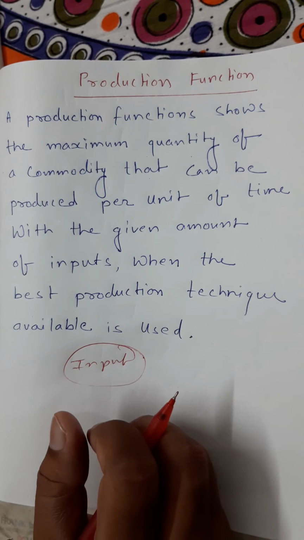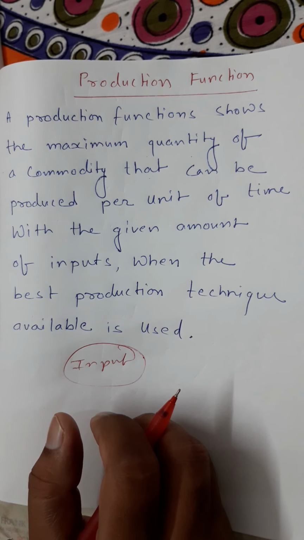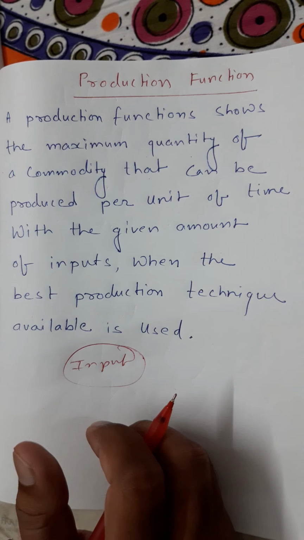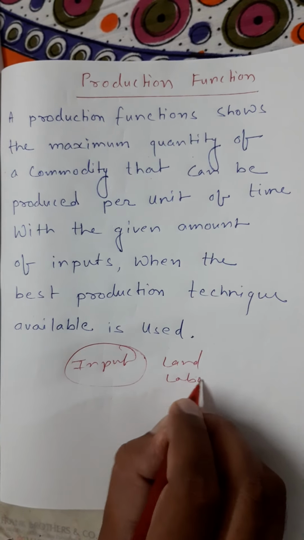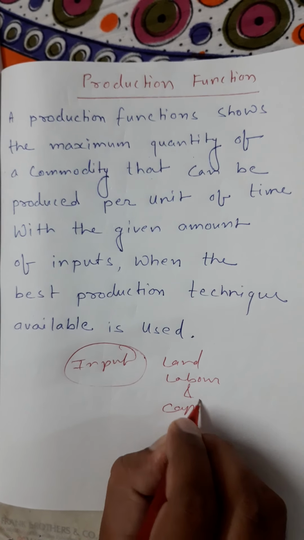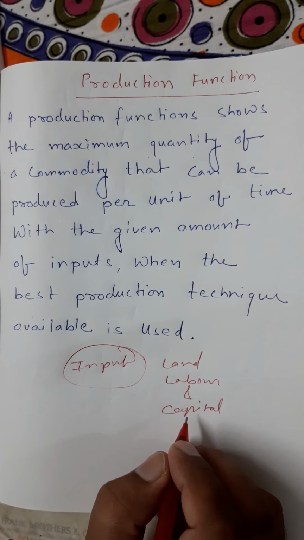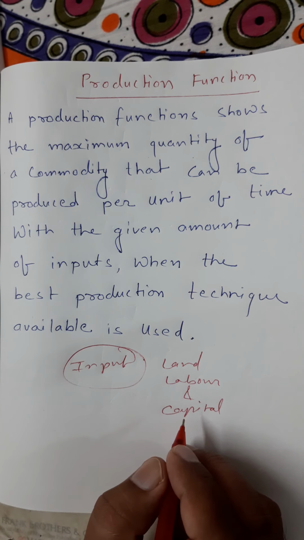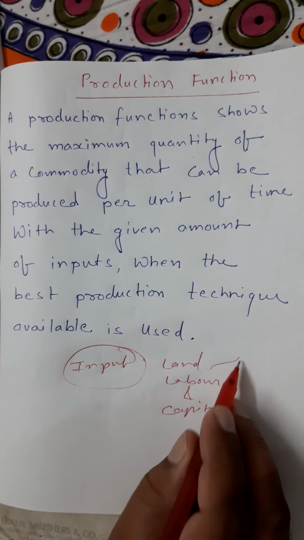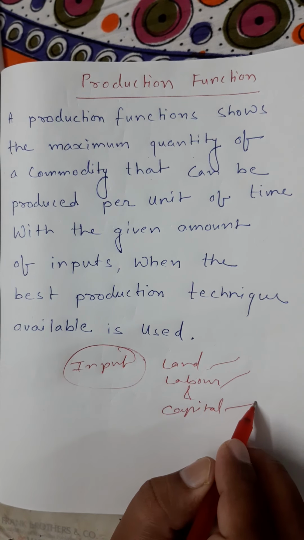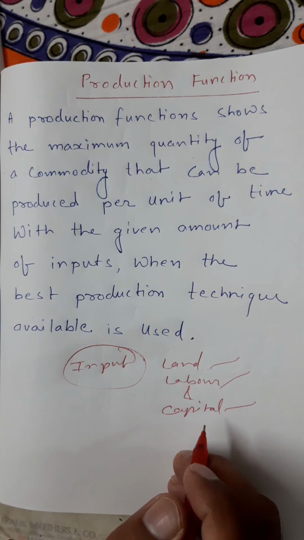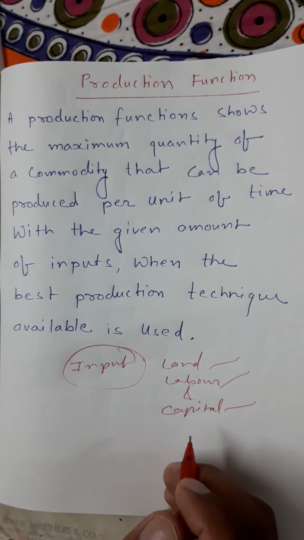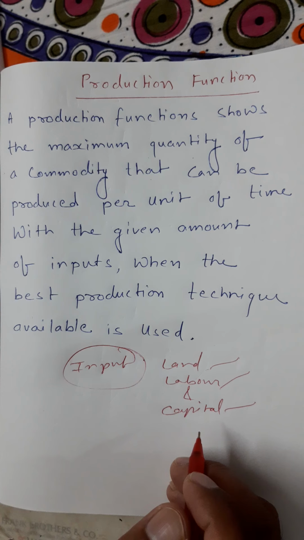Suppose you want to produce shoes, then what is required? We require inputs. Which type of inputs? Land, labor and capital. If you want to produce shoes or shirts, or open a restaurant, you require land, labor and capital, three things. To produce shoes, we require inputs such as shoe workers, leather, glue, shoe making machines, etc.